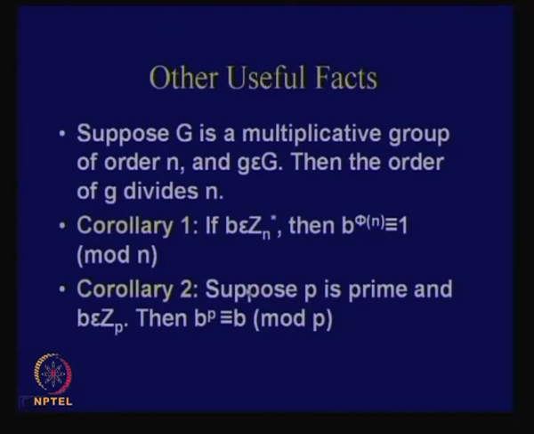Similarly, from this it follows that if n is a prime number, then phi(p) will be equal to p minus 1. So b to the power of p minus 1 will be equal to 1, and therefore b to the power of p will be equal to b mod p.